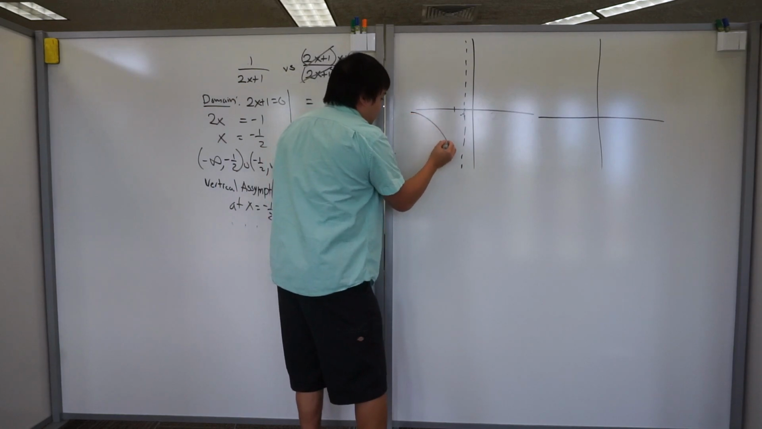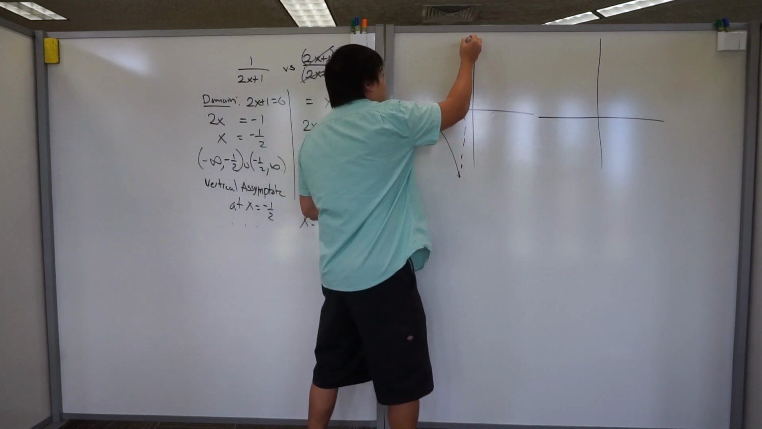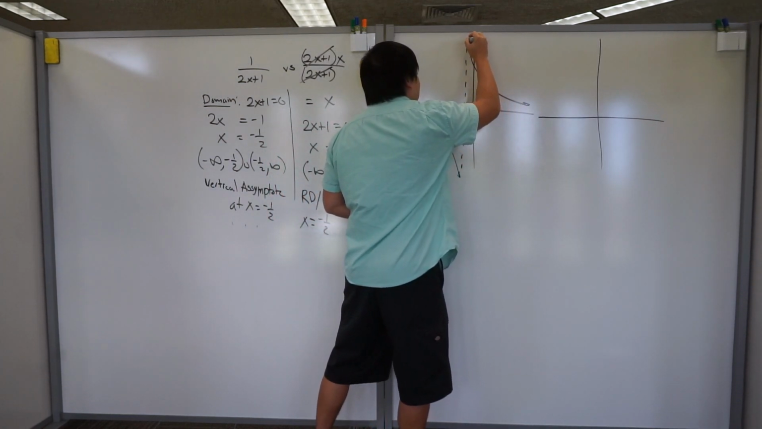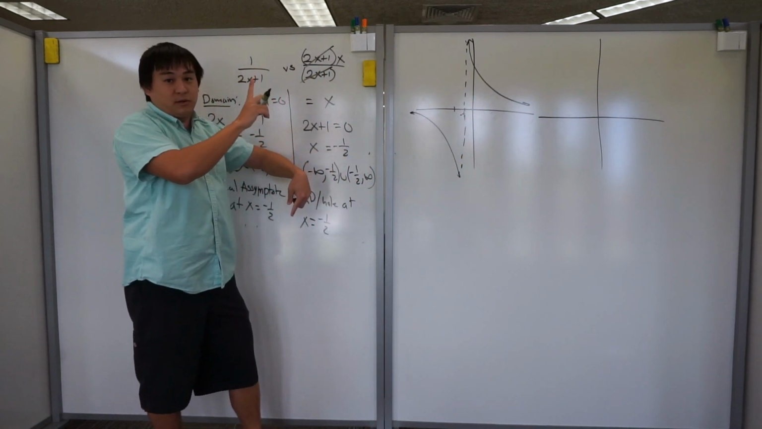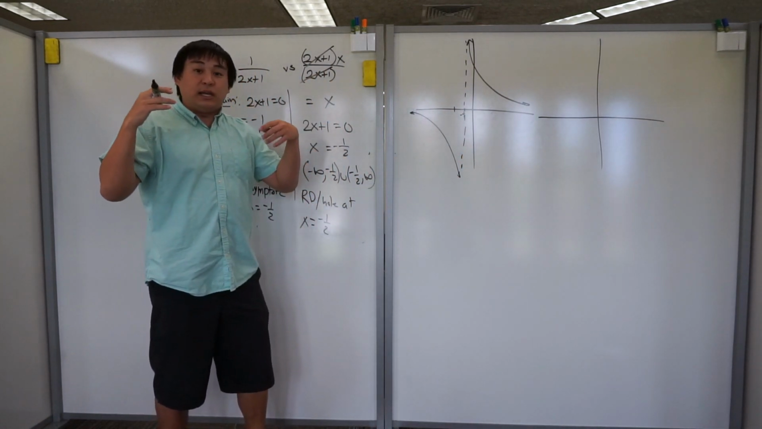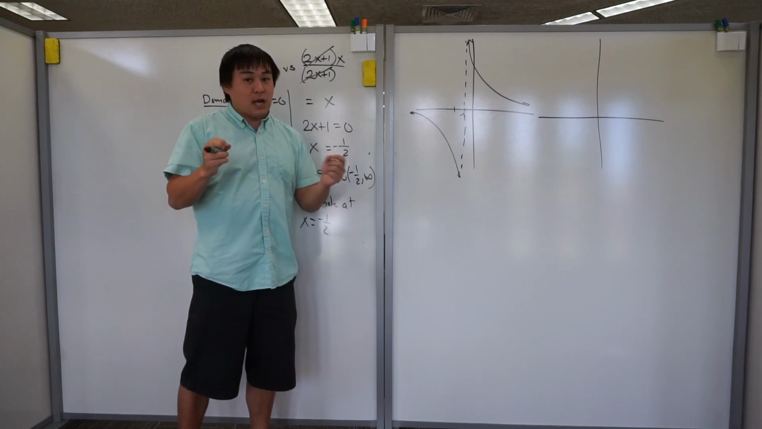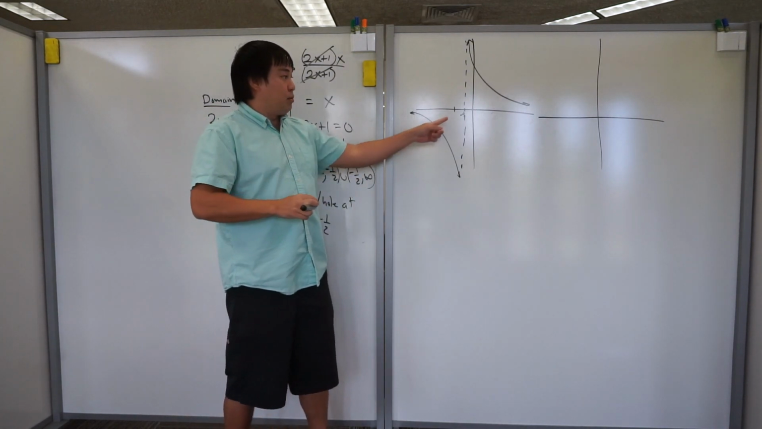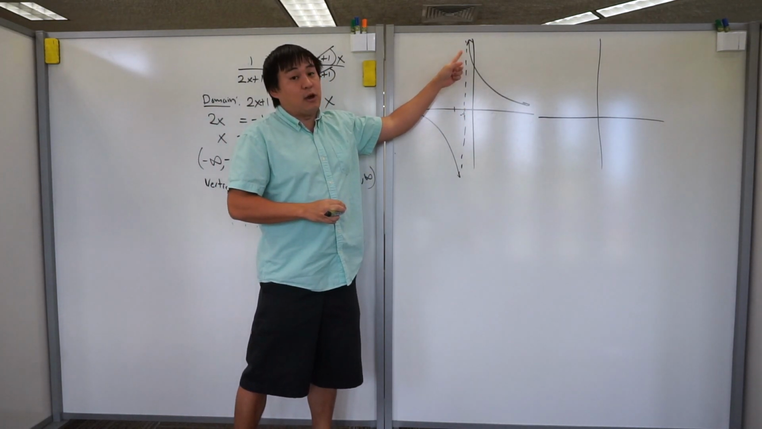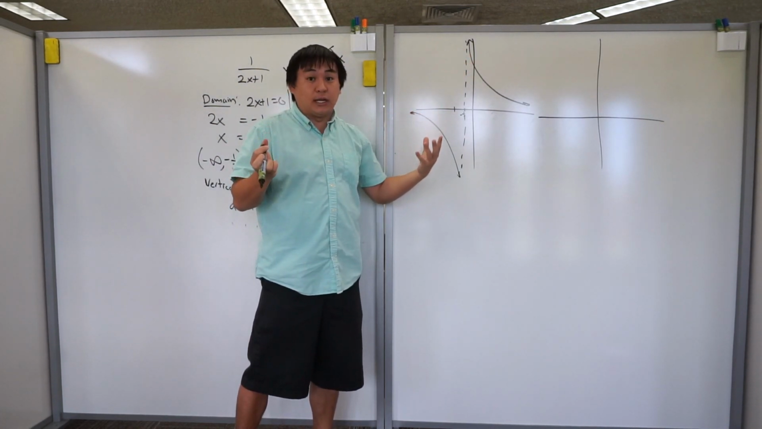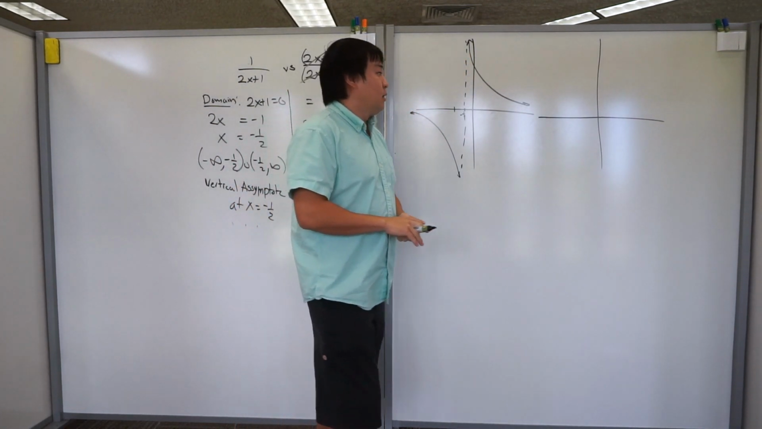And it does this. So you see how it approaches the vertical asymptote but never touches it. It can never touch it because it's not in the domain. I cannot plug this in and get a function output, which means there's no dot, right? I cannot plug it in.